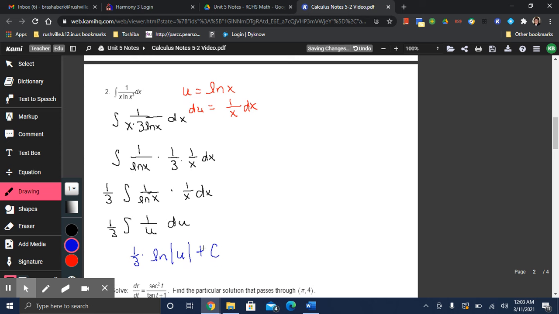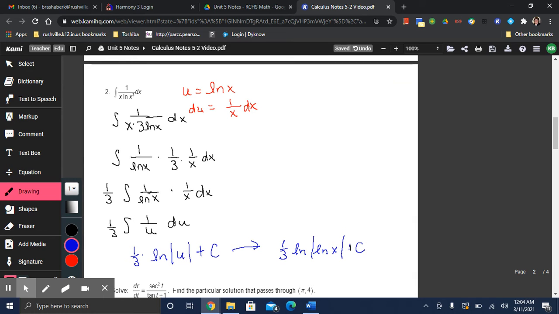And then we can just substitute in. So our final answer would be 1/3 natural log absolute value of the natural log of x, and then plus c. All right, so there's your second example, and that's what your indefinite integration is going to look like.